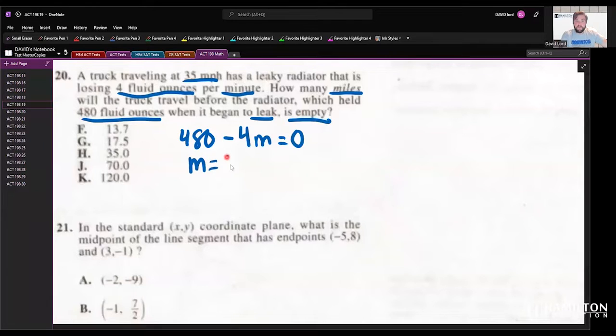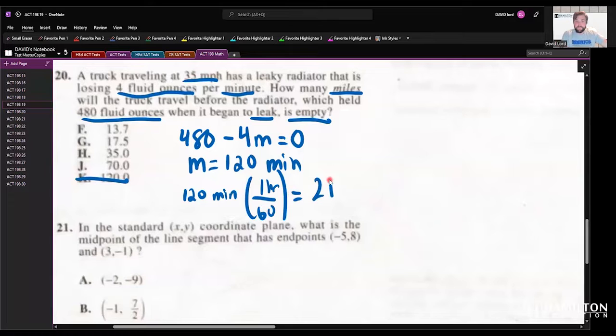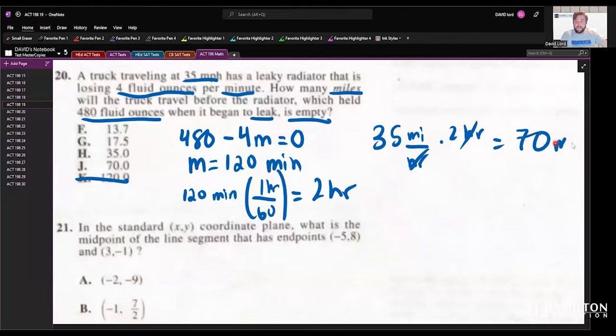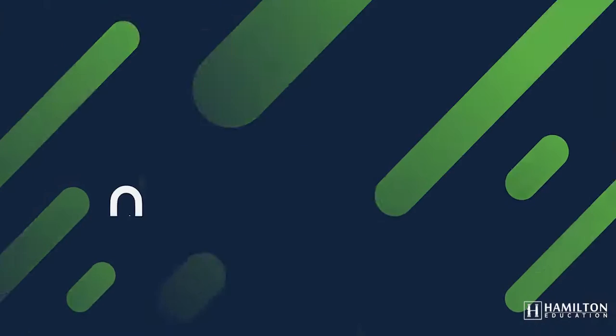From here, I get M is 120, but that is the number of minutes, so it's not the answer. Well, in order to get the number of miles, we need to convert our minutes into hours. So I recall that 120 minutes is going to be 2 hours, and that's because 1 hour is every 60 minutes. Well, we then have to take the 2 hours and multiply it by the 35 miles per hour. So 35 miles per hour times the 2 hours will give me a total of 70 miles. And hopefully that radiator gets fixed. Answer is J.